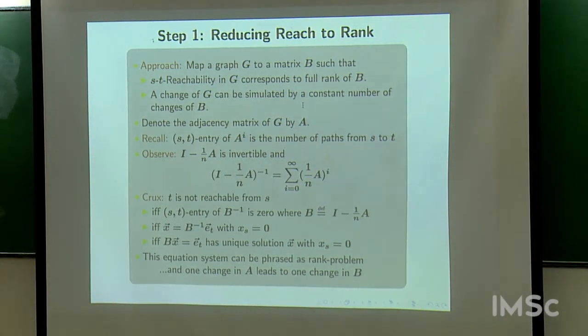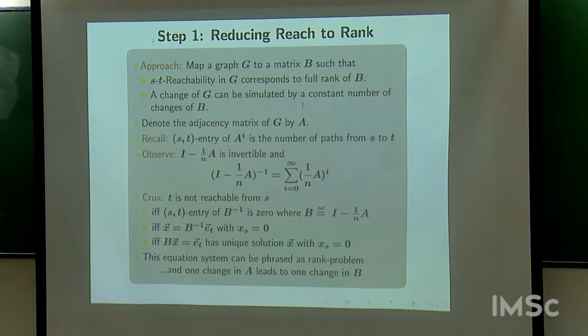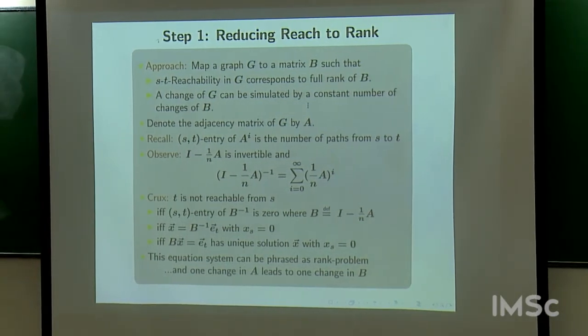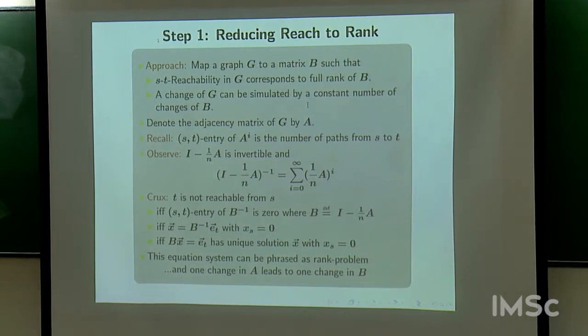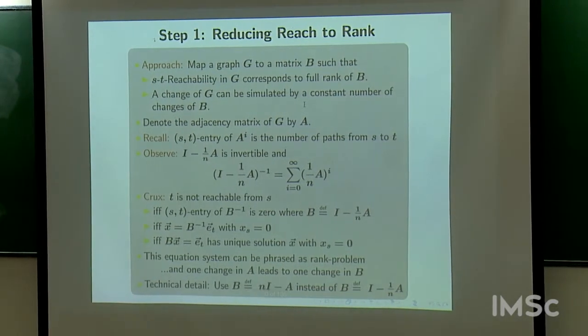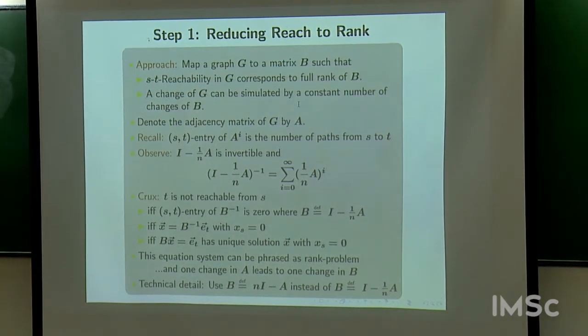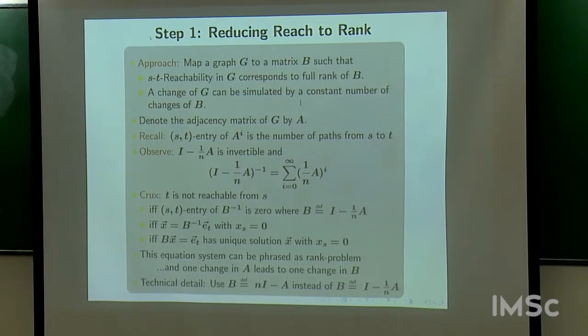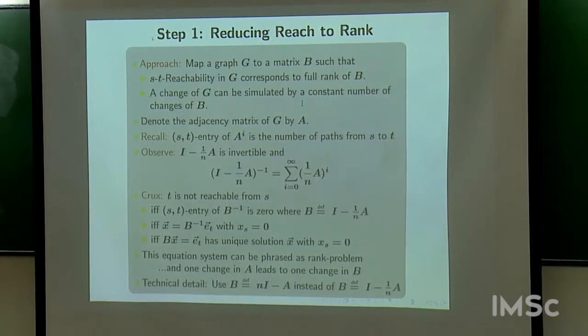A single change in A will lead to a single change in B. Right? Okay, so this was simple. Of course, we want integer matrices, not rational matrices, so we multiply by n, and that doesn't change anything.